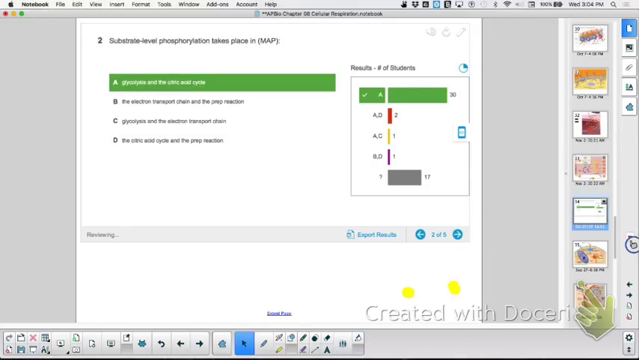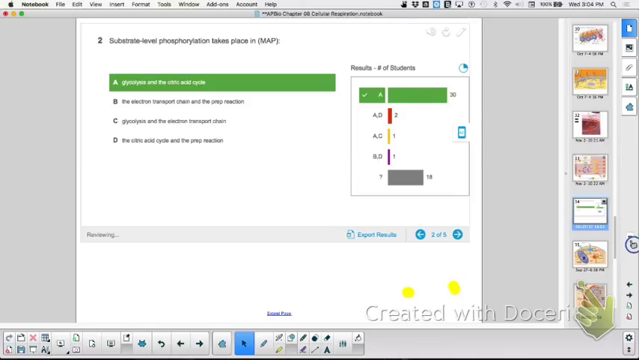All right. Stop. You're very chatty. Substrate level phosphorylation takes place in glycolysis and citric acid. We've already talked about that, so I'm surprised that 2 of you said the electron transport chain. That is not substrate level phosphorylation. That's using and generating a gradient in order to generate ATP. Substrate level is just a handoff that happens only in glycolysis and Krebs.